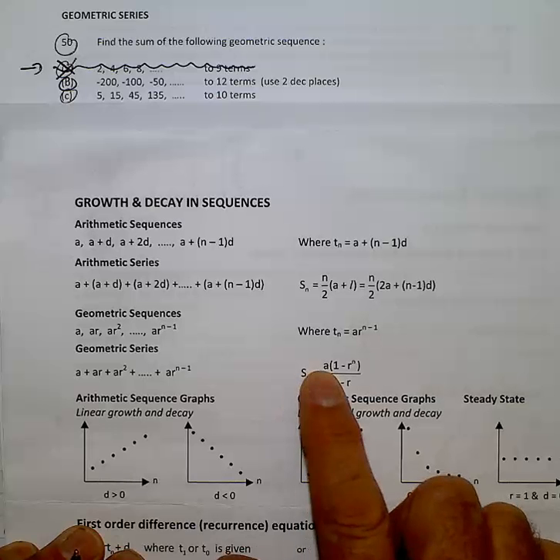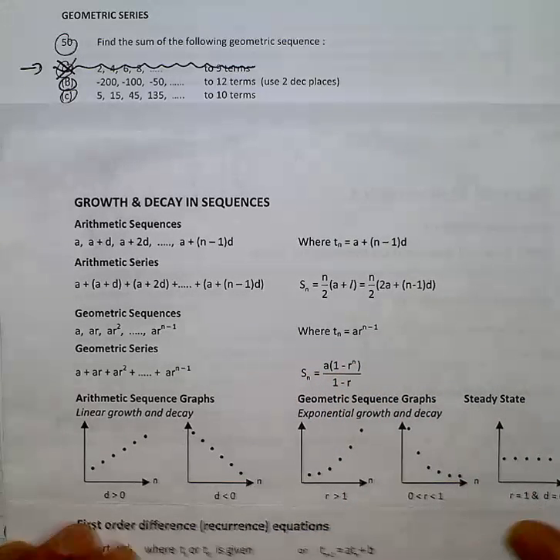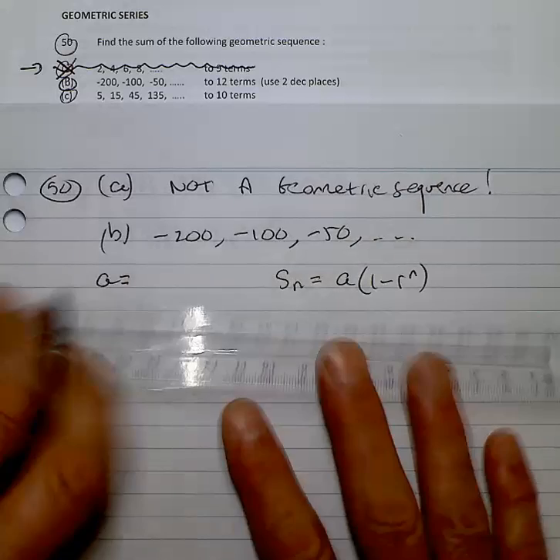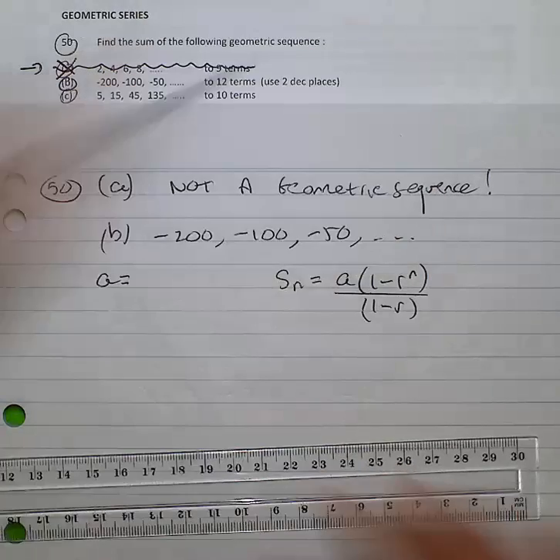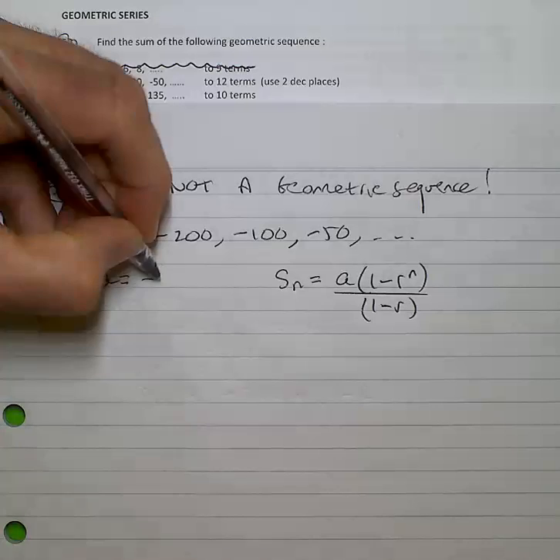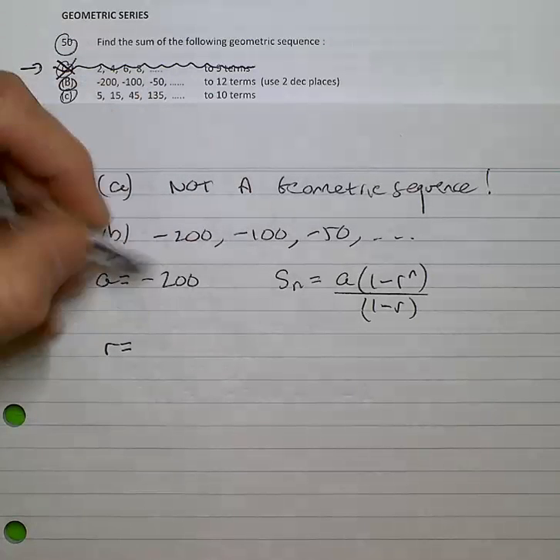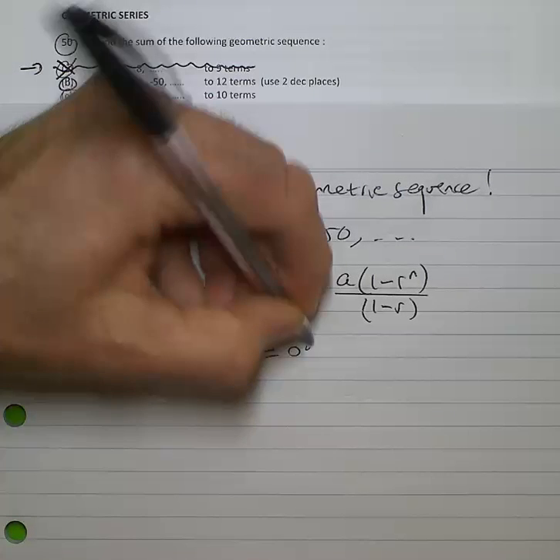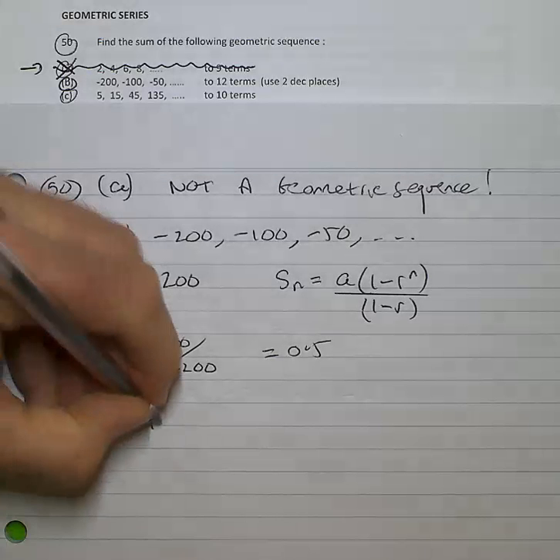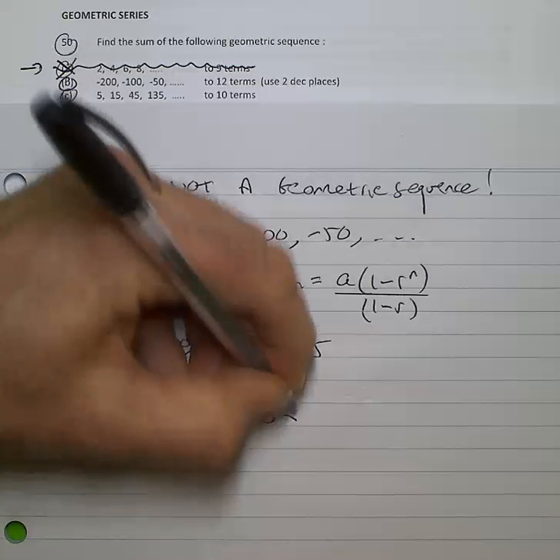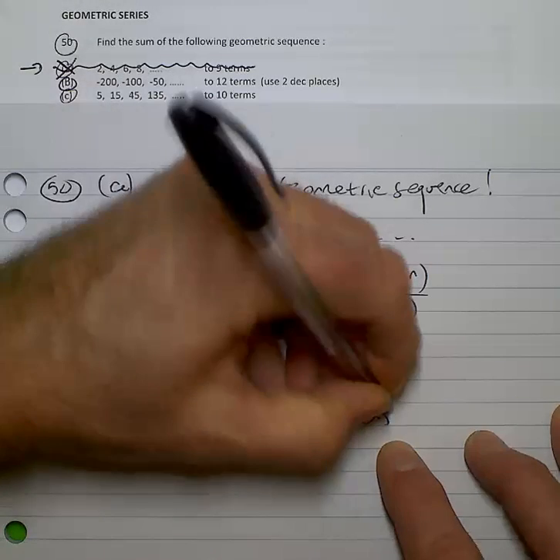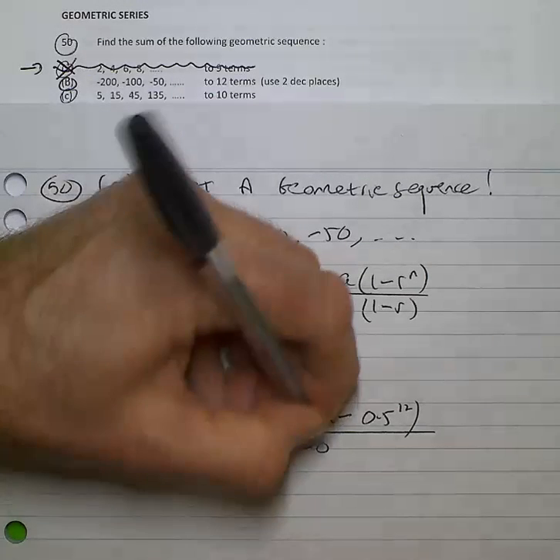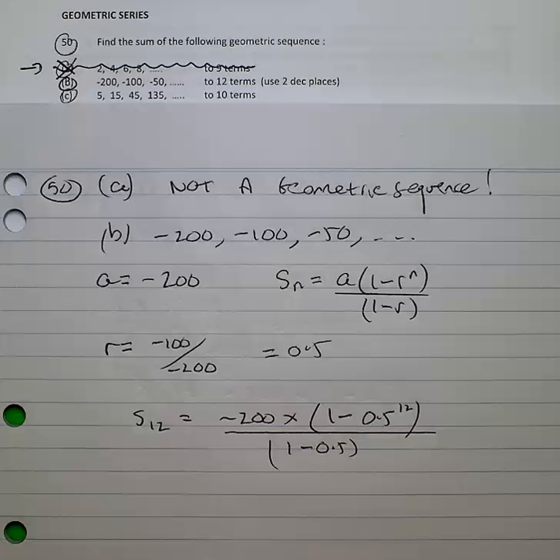Sn is equal to A, lots of 1 minus r to the power of n, divided by 1 minus r. So in all these problems, I'll just write that down as we go. And the first problem, A is equal to negative 200. R is found by the division of any two consecutive terms. And that's 0.5. So if I want to find the sum of 12 terms, that's equal to negative 200 times 1 minus 0.5 to the power of 12 divided by 1 minus 0.5.